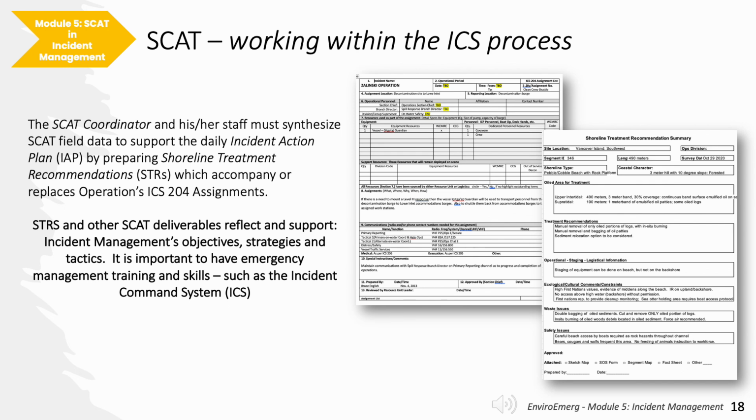It is important for SCAT members to work within an emergency management process, hence needing training in the incident command system. It's important to understand the incident action plan, the operational period, the development and distribution of shoreline treatment recommendation forms, and more. Incident command training is modular. It starts with ICS 100 introduction, then there's ICS 200 basic and ICS 300 intermediate. SCAT members should have up to ICS 300. It is standardized training that is available from agencies, institutions, and consultants.